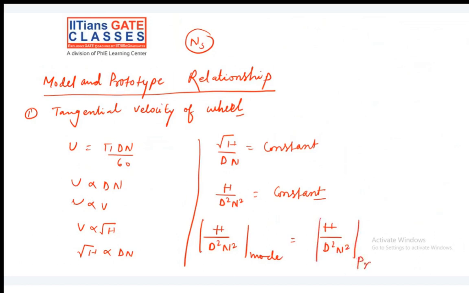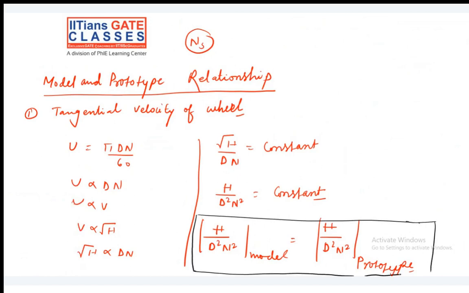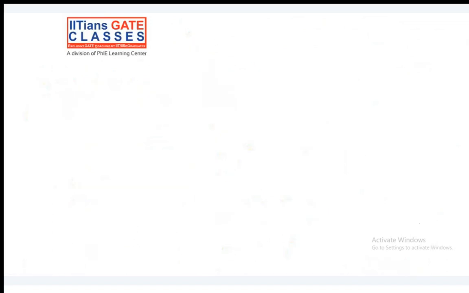So how will the question appear in the exam? Let me tell you. They will tell you that there is a model with a scale of 1 is to 2, 1 is to 3, 1 is to 5, like that, working under these conditions, and the head is this and N is this. Then tell me what is the head developed at the prototype. If we know the relationship between these two, then we are easily able to find the head at the prototype.